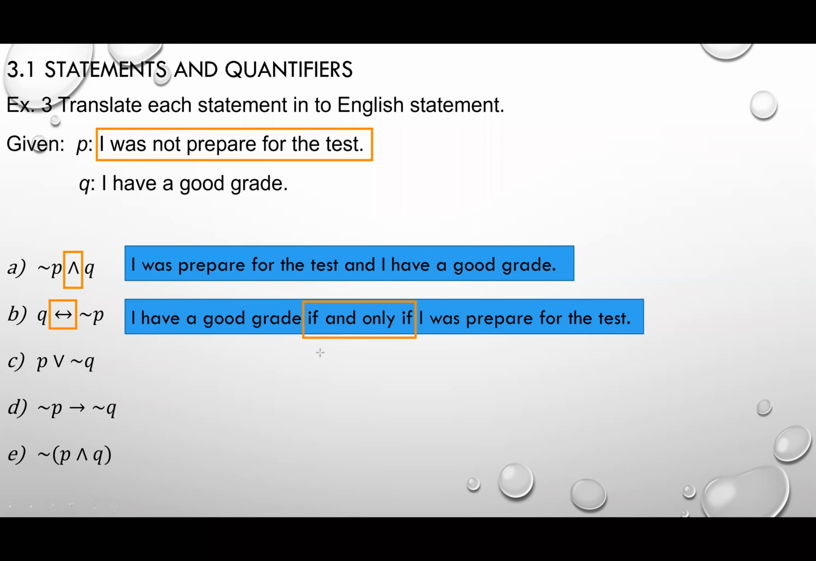And what is the first item? The first item is I have a good grade if and only if, which is the double arrow, I was prepared for the test. Or you can say I prepared for the test. One thing is the translation doesn't care about the verb tense. The verb tense can be past, present, future.